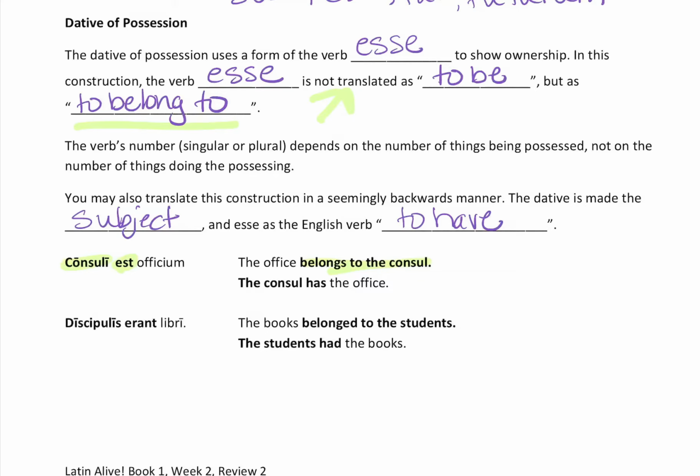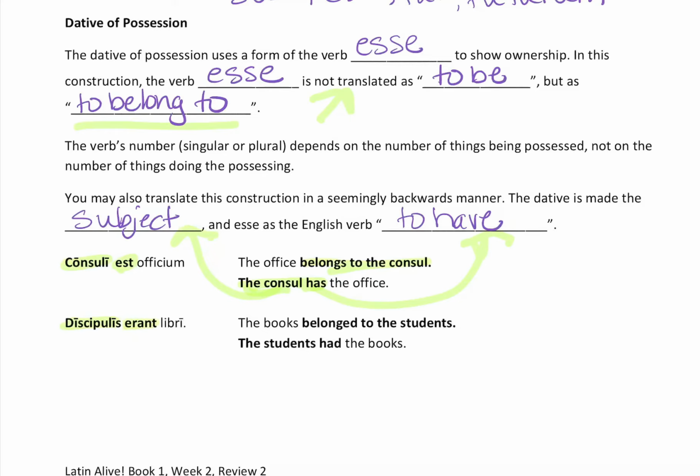Now here, if we're going to do it the second way, where we've taken the consul, it's still in the dative, but in English, we've made it the subject. Still leave it in dative, but in English, we have it be the subject. The consul has the office. And then here's our verb translated as to have.